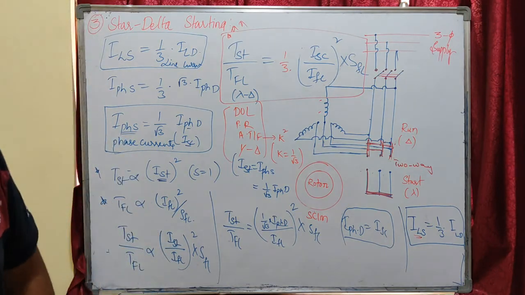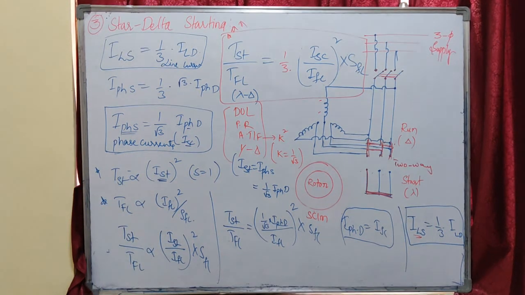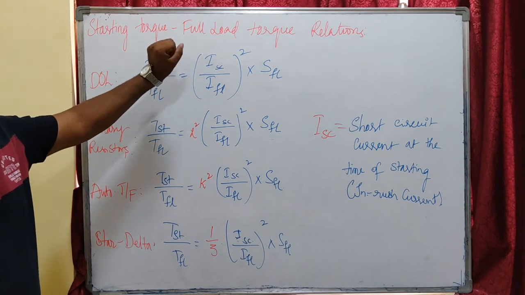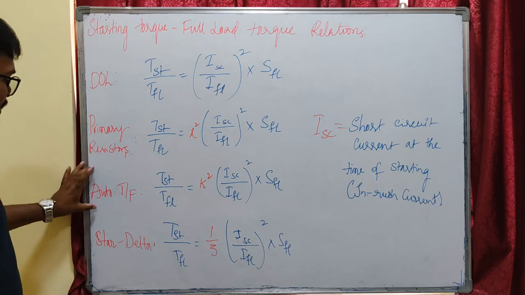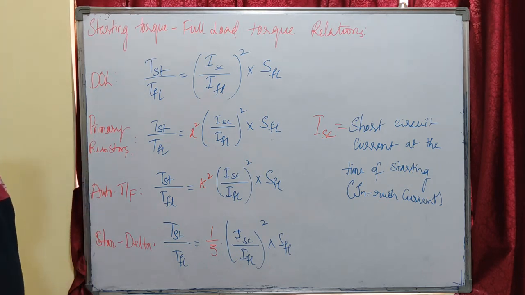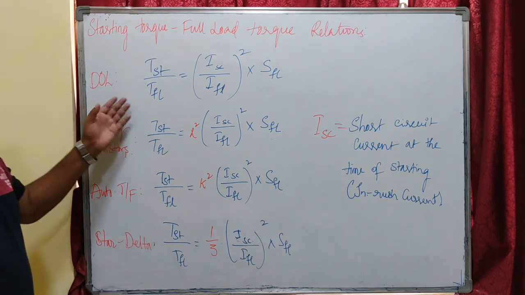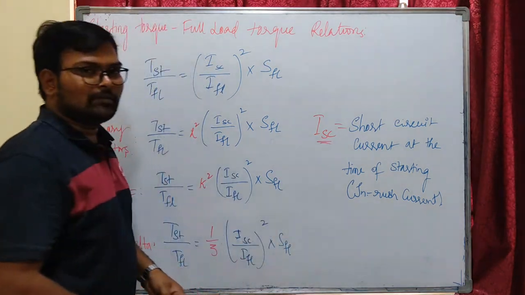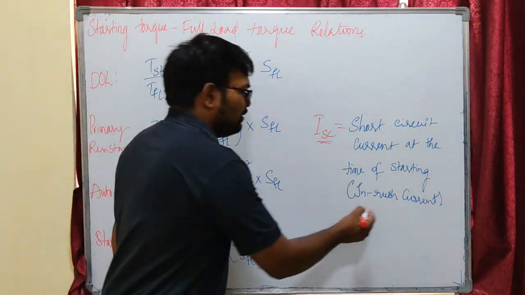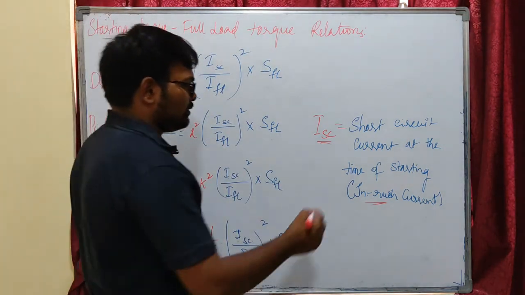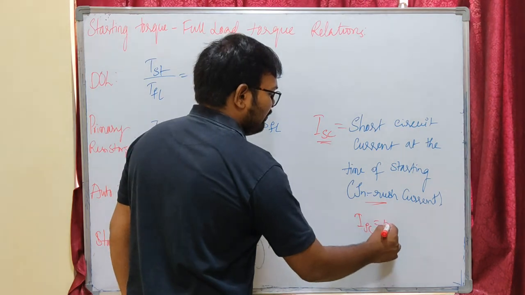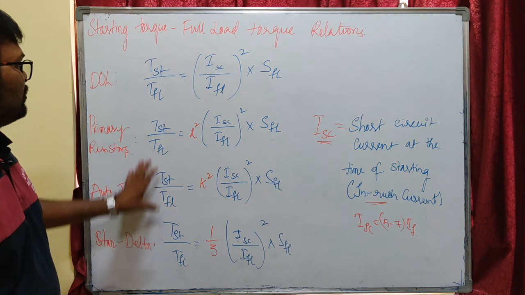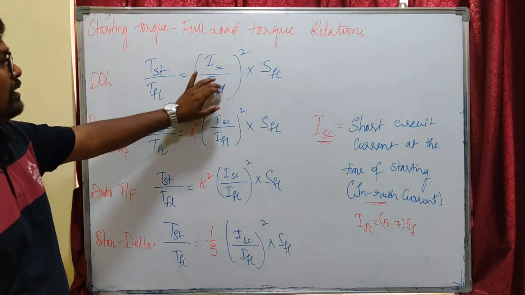Let me write all the expressions once so that you can remember. Here you can see the starting torque to full load torque relations for DOL starter, primary resistor starter, auto transformer starter, and star delta starter. You can see the difference. For DOL starter it is ISC by IFL whole square into SFL. Here ISC is nothing but short circuit current at the time of starting, which is the inrush current. Because there will be no back EMF at the time of starting, our ISC will be in the order of 5 to 7 times our full load current. So DOL is TST by TFL equal to ISC by IFL whole square into SFL.